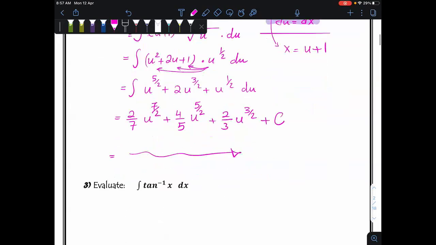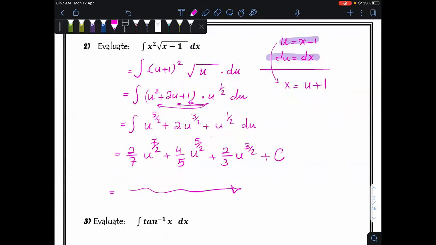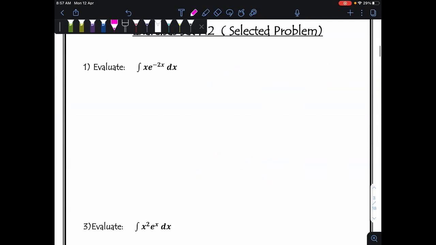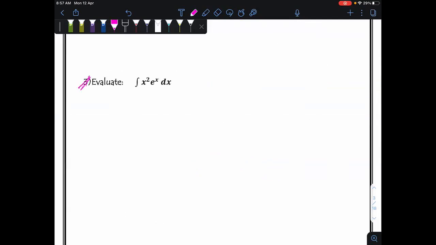So I think, guys, we can solve this question by using u substitution. It's better than using integration by parts. Let's solve here select problems, guys, and revise integration by parts.